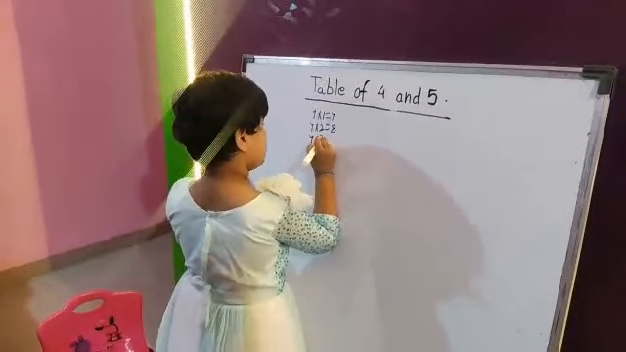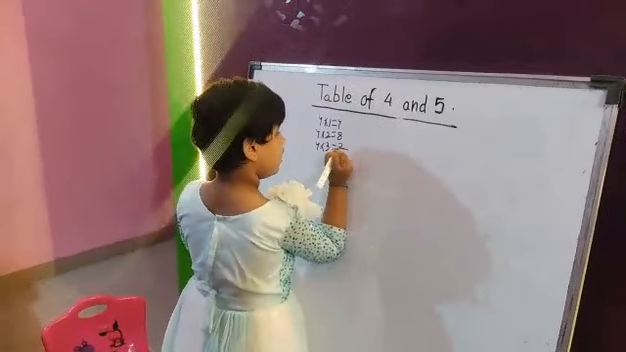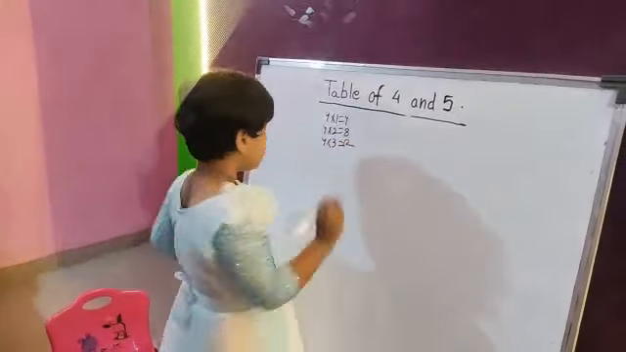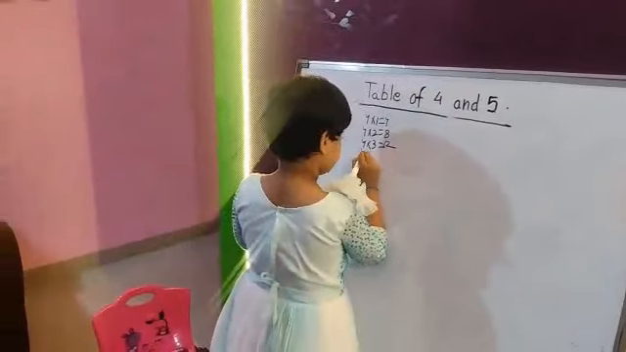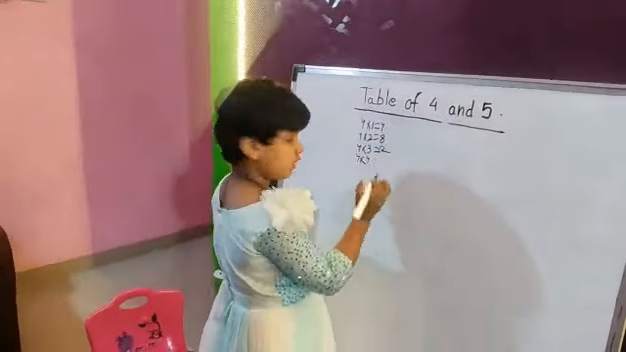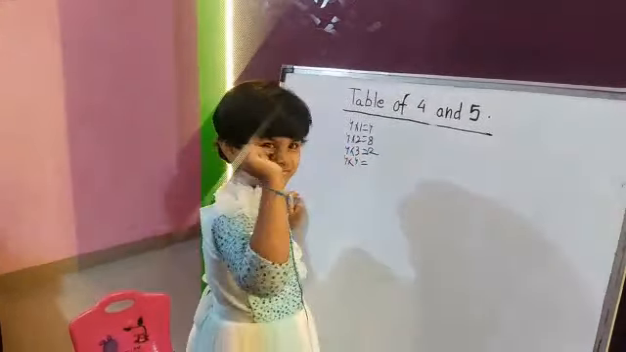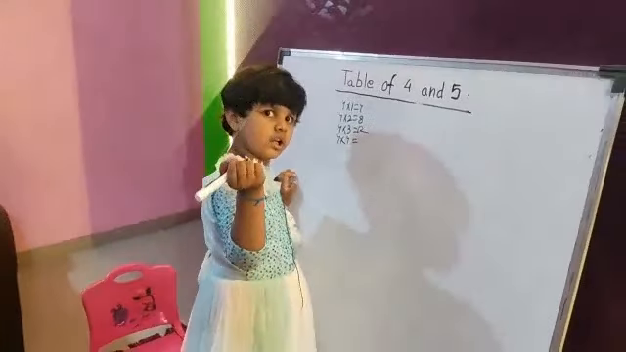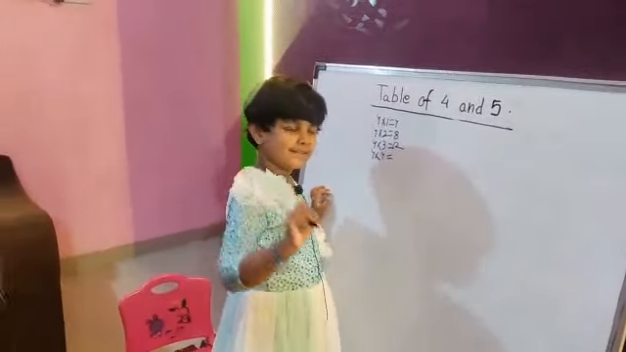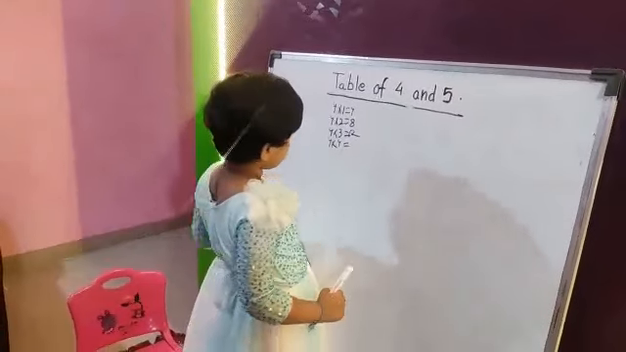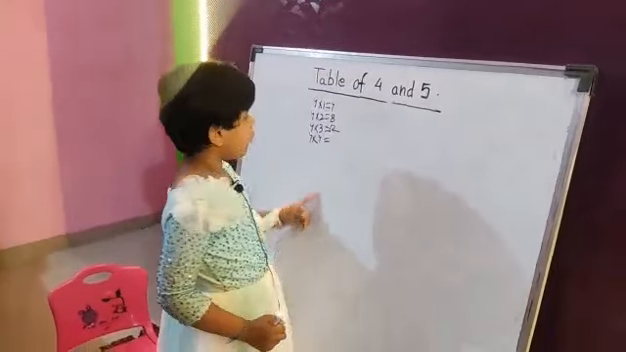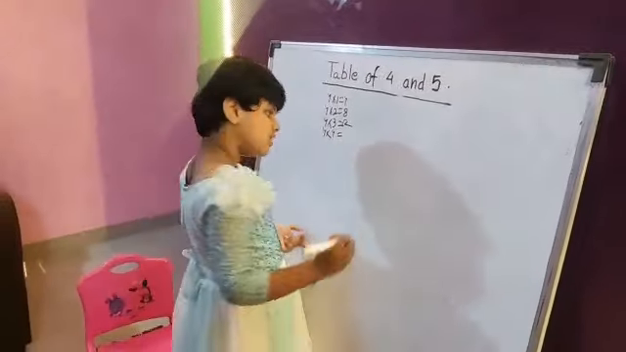4 multiply 3 equals 12. 4 multiply 4 equals 16. 4 4s are 4, 4 2s are 8, 4 3s are 12, 4 4s are 16.